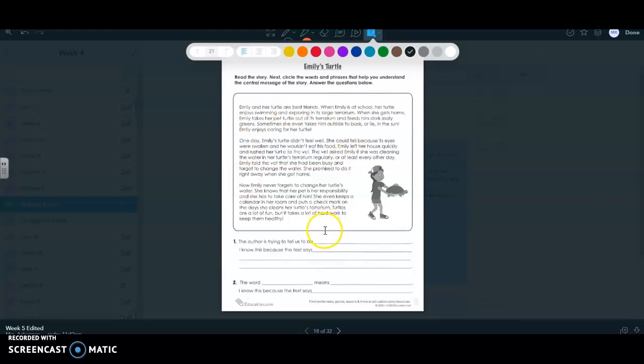After you have read all this, what do you think the author is telling you to try to be? How do you know they're telling you to try to be that way? And then pick a word up here and tell me what it means, and then say, I know that it means this because the text says, and then he will tell you. It's kind of like a vocabulary word. Maybe there's a word in here that tells you the definition of it or something like that, okay?